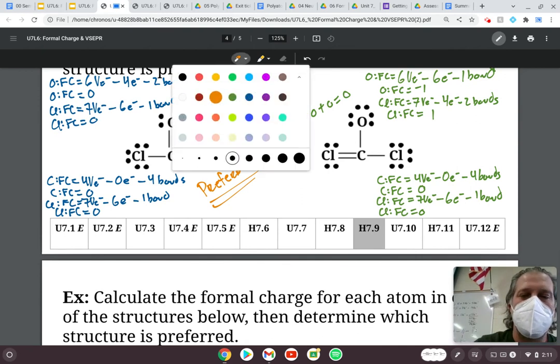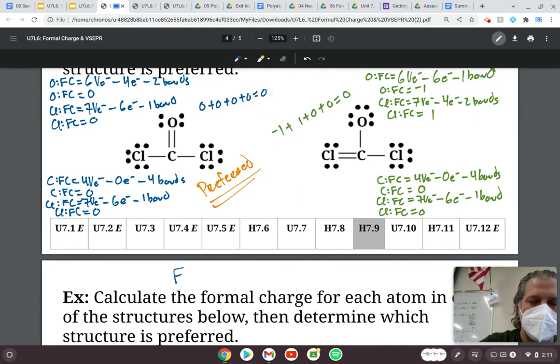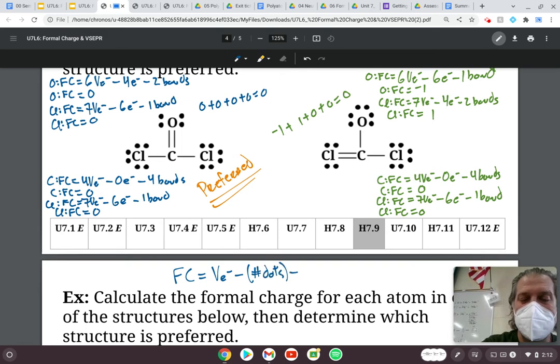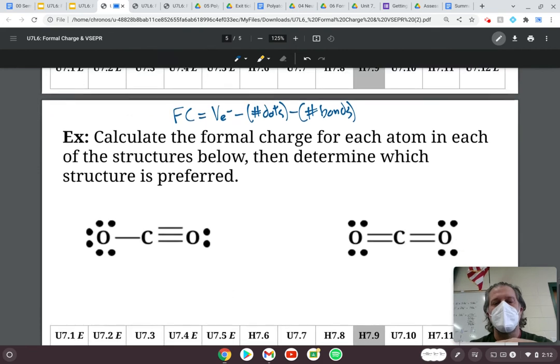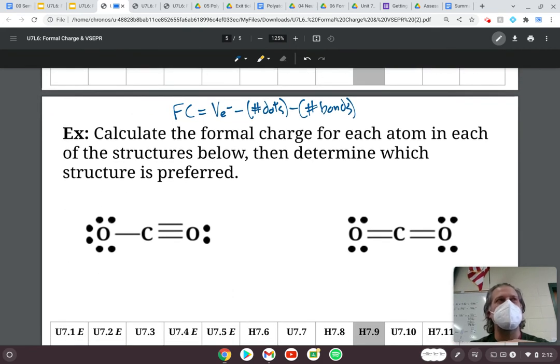All right, so formal charge, right, is valence electrons minus number of dots minus number of bonds. Okay, we got one more example, so we'll go through it. This one is a little bit less work. There's less things going on here.